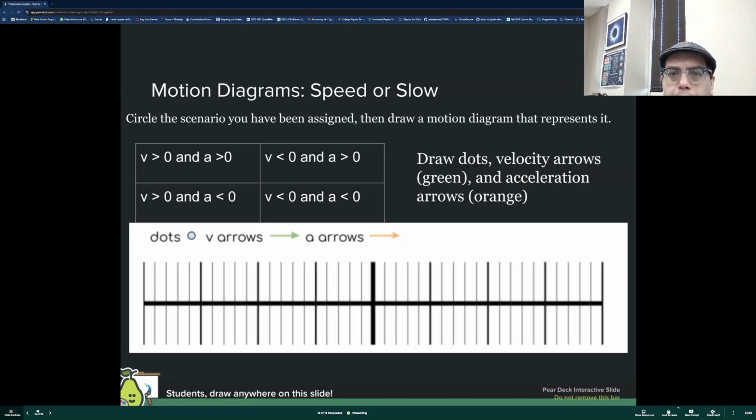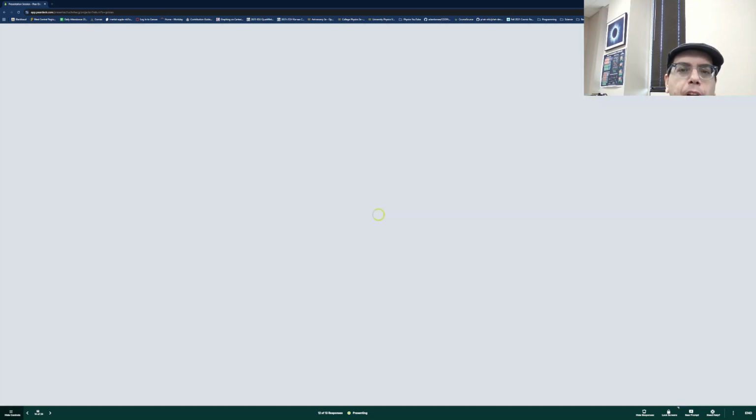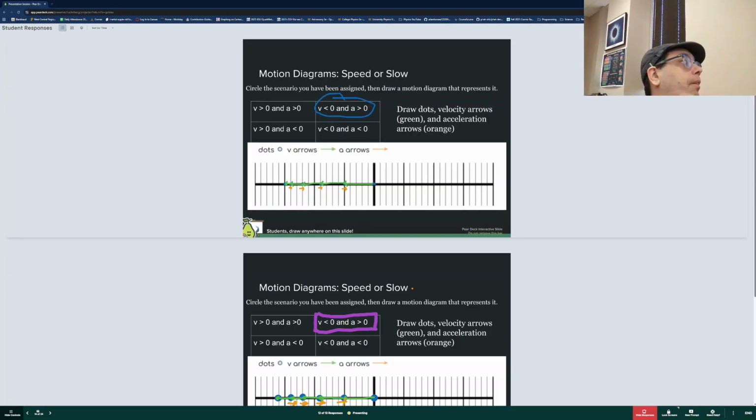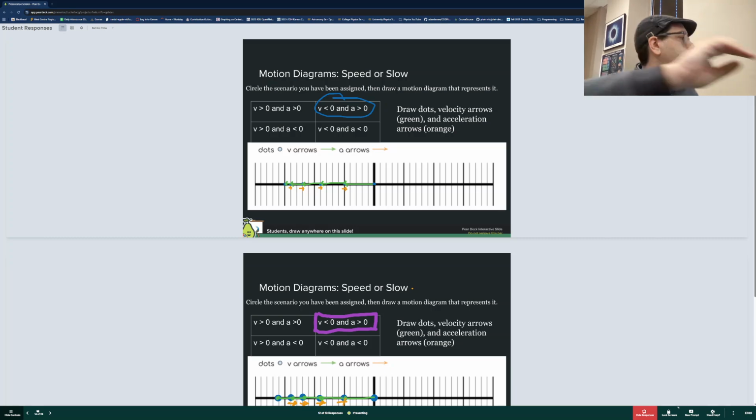Okay, I think we're doing pretty well here. Let me select which one I want to start with. Okay, yeah, we'll start with this one. Okay, so I'm just showing a couple here. Oh yeah, I've got to delete my annotations.